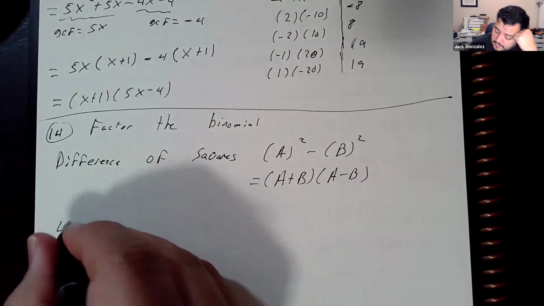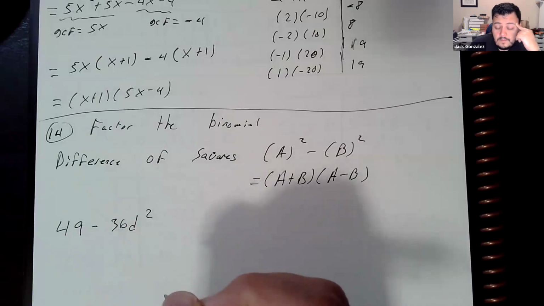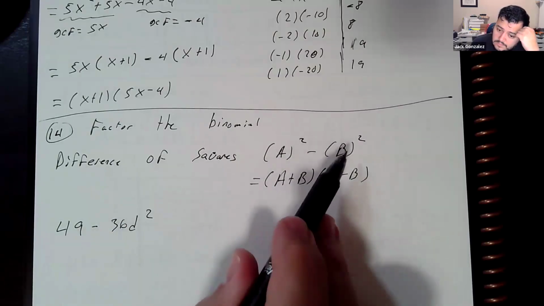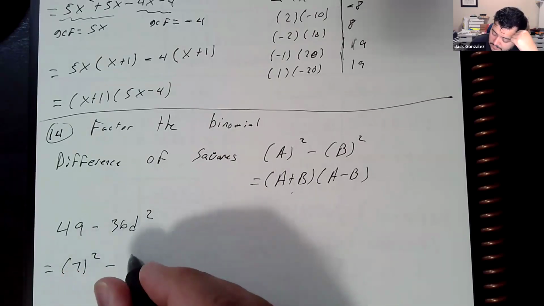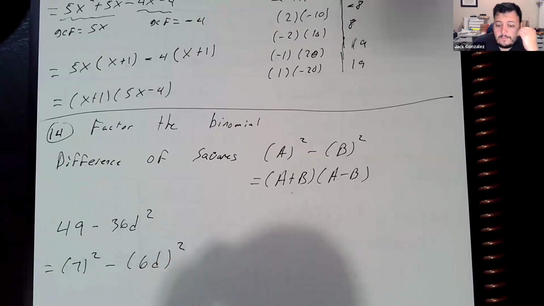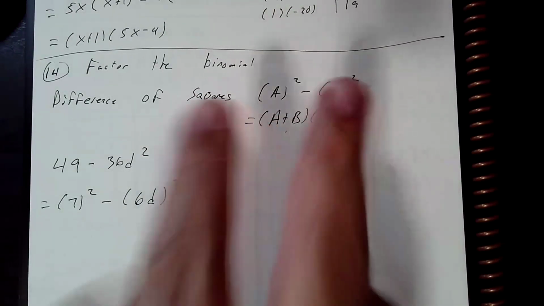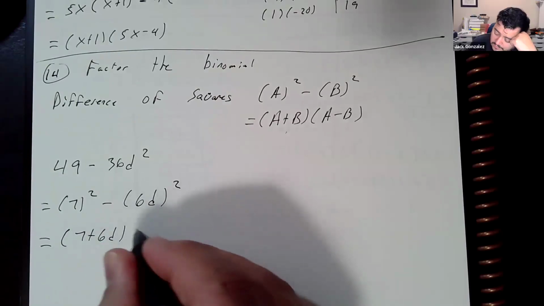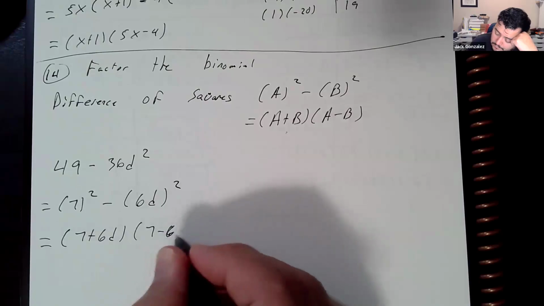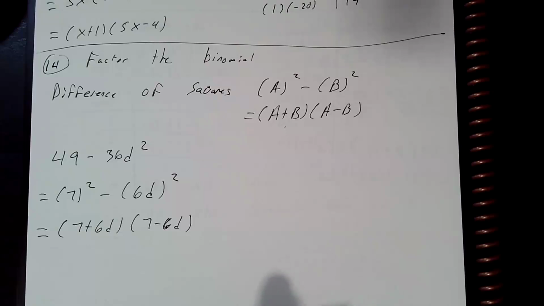Okay, so if from this example we have 49 minus 36d squared, rewrite it as a square minus a square and then jump to here. So this will be 7 minus 6d squared. See what I mean? Now it's ready to do this. It just simplifies it by having both as squares. Yeah, we're factoring is what we're doing. We're just using a formula to do it for us. Okay, I'm ready. Any questions on number 14?